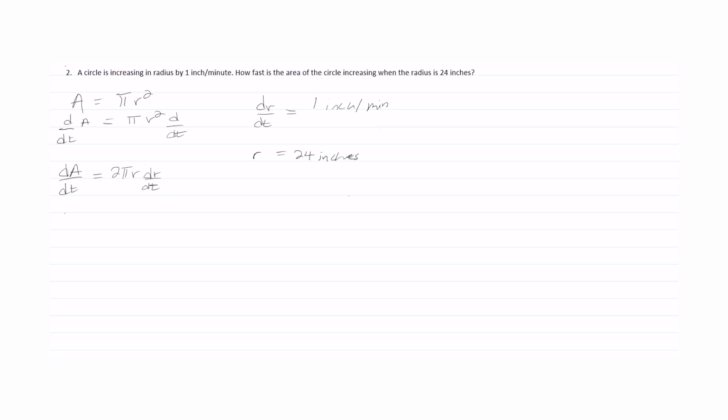So we know that the area of the circle is changing at a rate of 2 pi times 24 inches times 1 inch per minute. So we know that the area of the circle is changing at a rate of 48 pi square inches per minute. There we are.